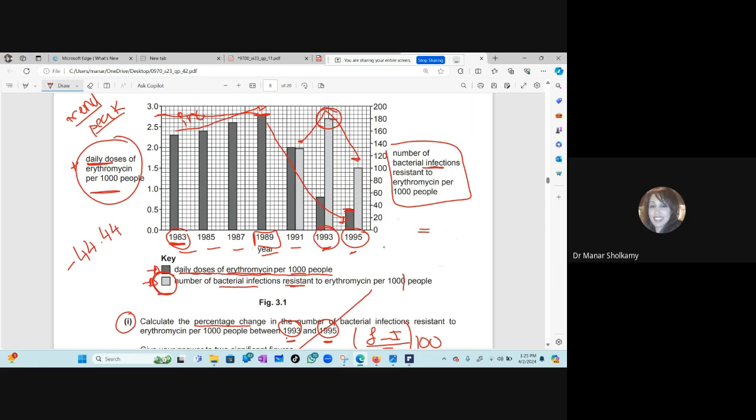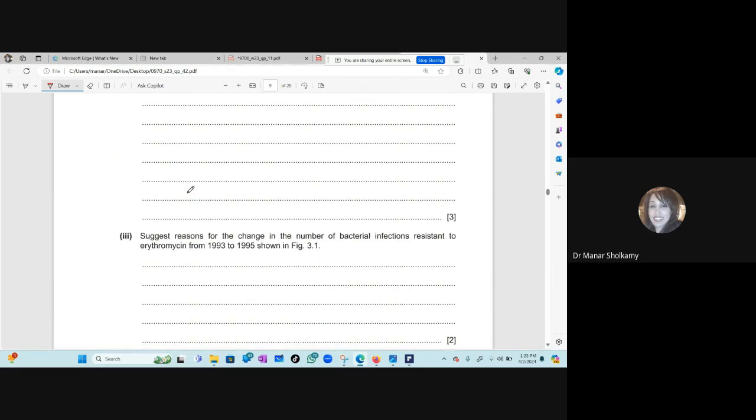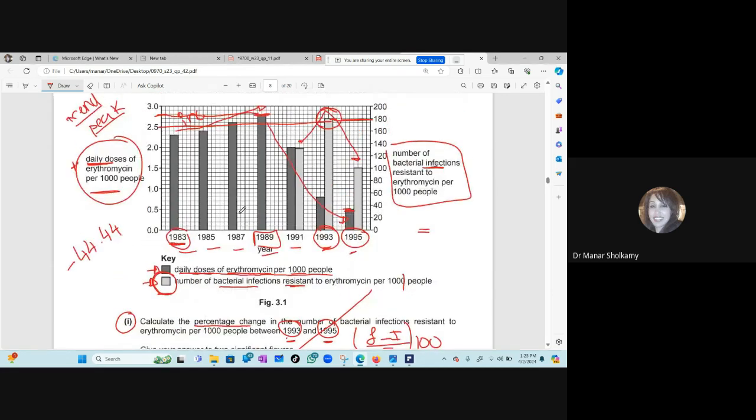And write the value. If you are talking about the number of bacterial infections, give a number. If you're talking about the daily dose of erythromycin, give a number. Okay? This is going to be a very good way to describe the graph and take the 3 marks. You wrote everything, and the peak and the increase and the decrease. And also you can say the relationship between both of them. In 1991, they're nearly the same. In 1993, the bacterial infections bar increased way beyond the other bar. So you can say a lot of things.